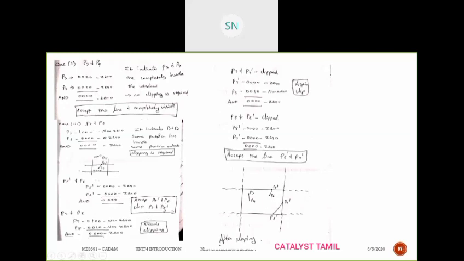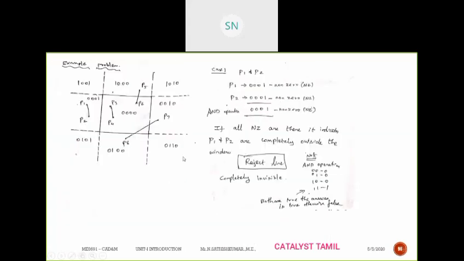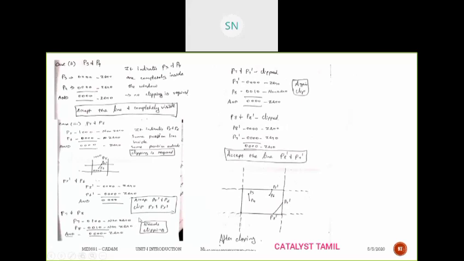Similarly, if you consider the P7 and P8 line, both the given endpoints are lying outside the window. So we must find the two intersection points, P7 dash and P8 dash. Then we discard the line between P7 dash and P7, and between P8 dash and P8. Initially in P7 and P8, we found that we have two non-zero inputs and a zero output, so it needs clipping.